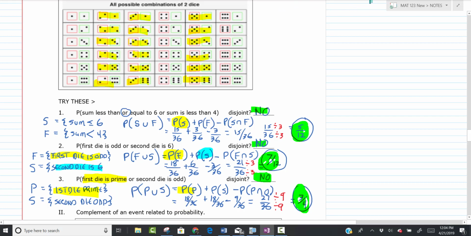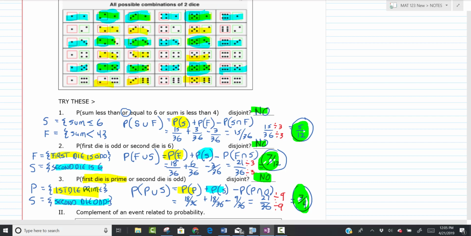Okay, the second dice is odd, so I'll highlight that part in blue. So second dice is odd. That could be the second dice is a 1, the second dice is a 3, or the second dice is a 5. Okay, like that. So notice that the colors are blending. That's kind of where your intersection is going to occur, is where the color turns green.